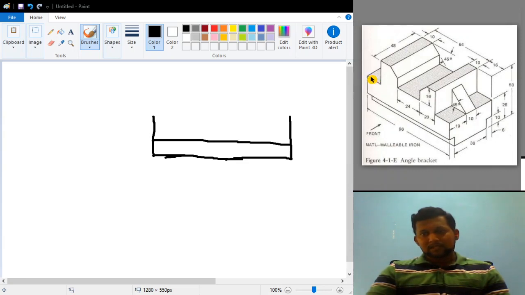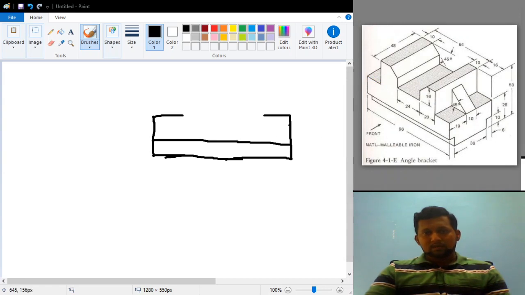So what is this distance? We can see it here. It is 16 mm. So it is 16 mm from both ends, from here 16 and from here also 16. And from here I have drawn this one. This corner, this corner, this corner, and this last corner is this one.